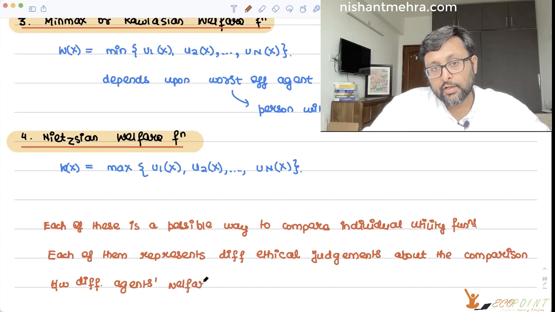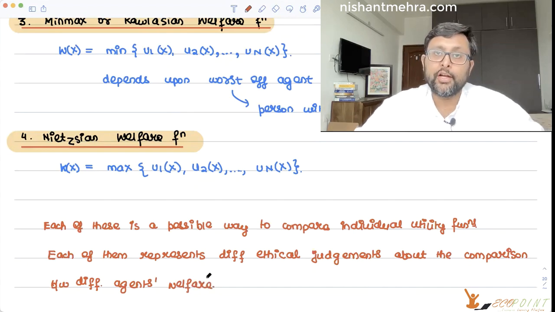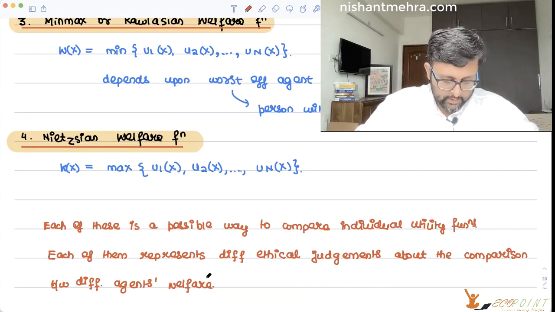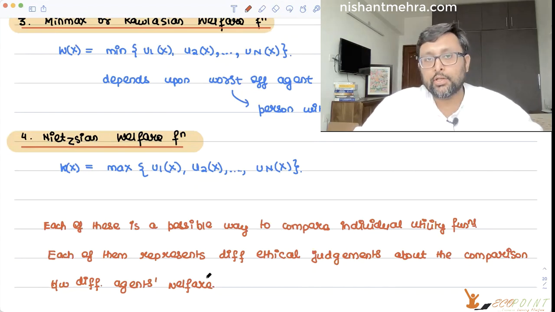So should you be giving the same weight to every individual's utility? Should you be giving different weights? Social welfare should be dependent upon the utility of the poorest individual. Social welfare should be dependent upon the utility of the richest individual. So these are different ethical judgments. The only thing is that the social welfare should be increasing in each consumer's utility, right?